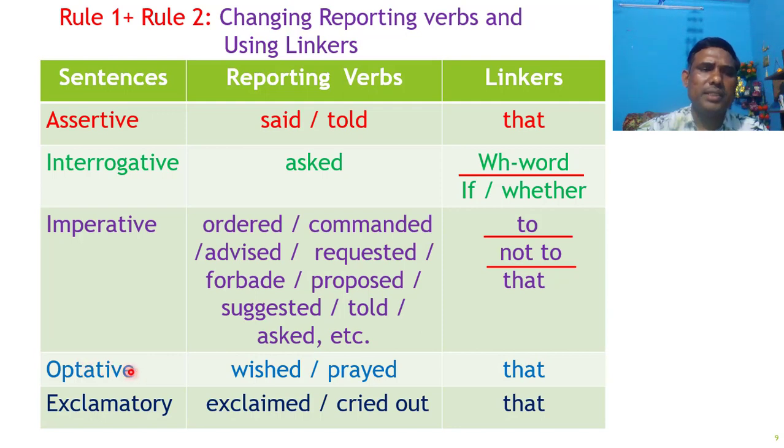If the optative sentence is within the inverted commas, the reporting verb changes to wished or prayed. That is used as a linker. If the exclamatory sentence is within the inverted commas, the reporting verb changes to exclaimed or cried out. After exclaimed or cried out, a phrase has to be added according to sense. For example, with joy or with sorrow or with wonder or with grief, etc. That is used as a linker.